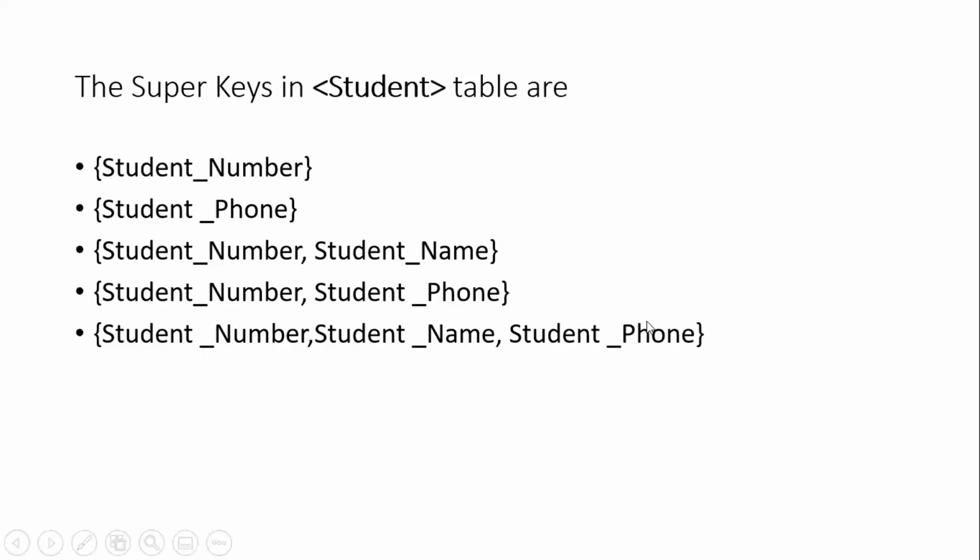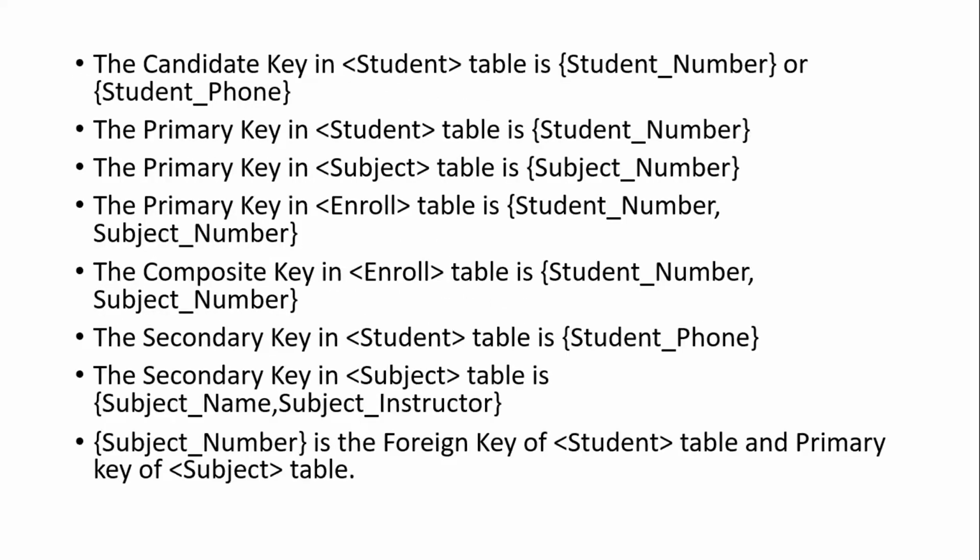Think of combinations like sets. Say you have a set containing the numbers 1, 2, 3, 4, 5. What are the subsets of that particular set? 1, 2, 3, 4, 5; 1, 2; 2, 3; 3, 4; 3, 5, like that. In the same way, you can generate n number of super keys from a table. So these are the super keys for the student table. Next, the candidate key in the student table is student number or student phone number.